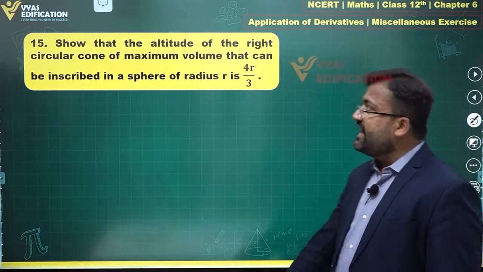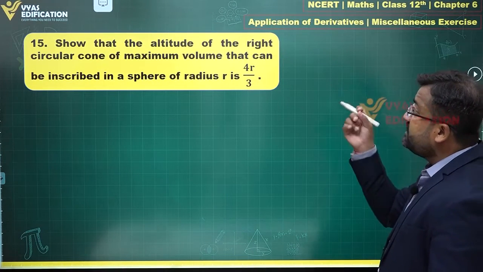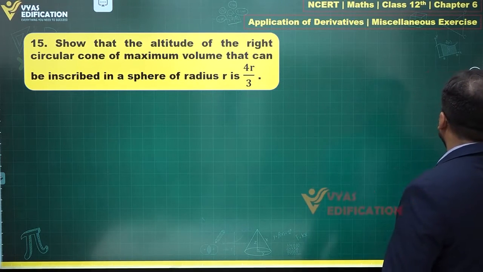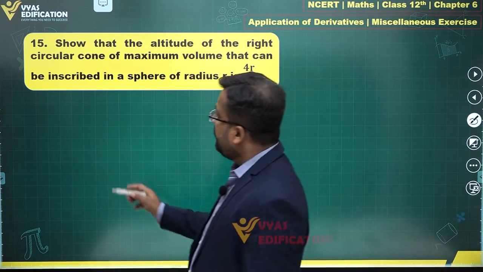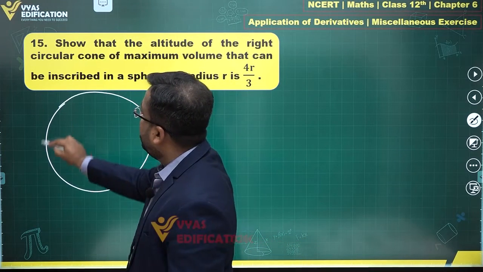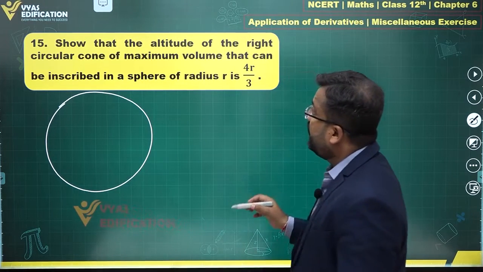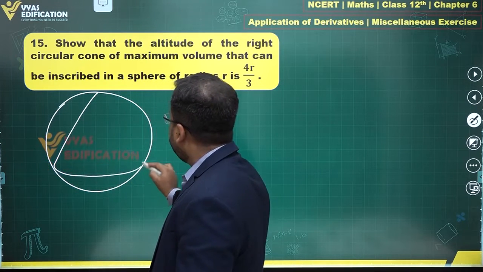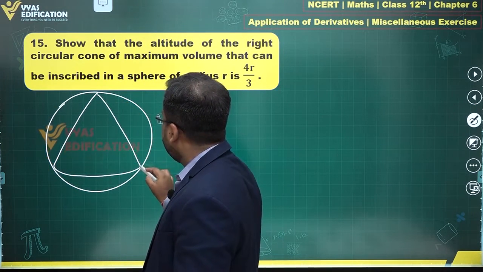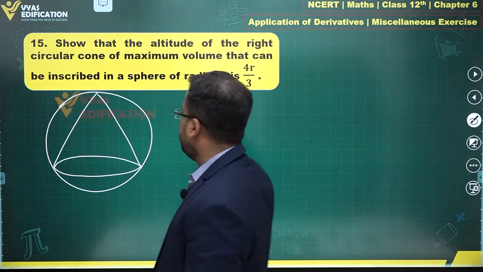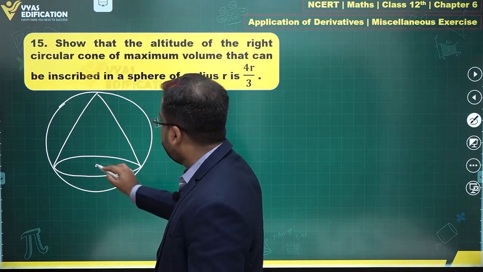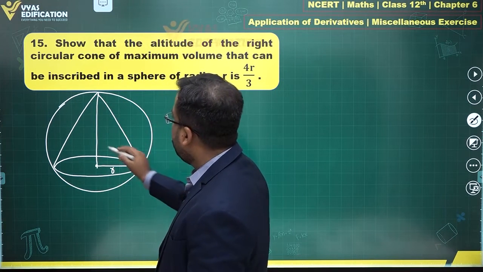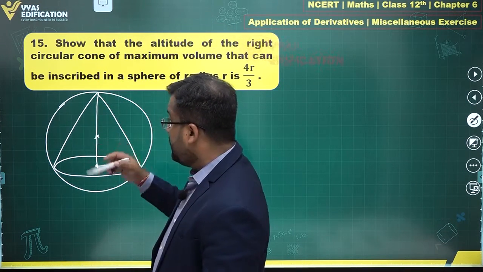The 15th question says: show that the altitude of the right circular cone of maximum volume that can be inscribed in a sphere of radius r is this. Okay, so we are talking about a sphere, and in the sphere we are talking about a right circular cone having maximum volume. So this is the right circular cone, let us say, in the sphere. This is what you have. This is the radius of the right circular cone, this is the height, and this here is the center of the sphere.